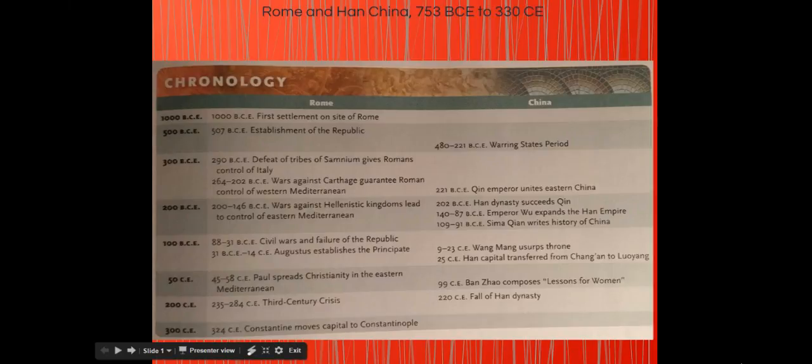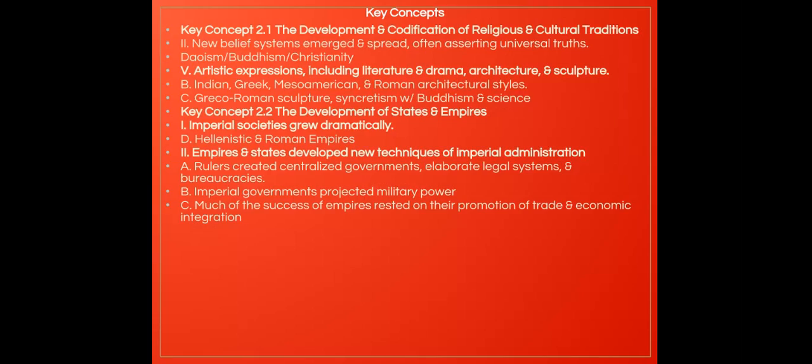Hey everyone! In our series this week, we are focusing on the Roman Republic, the Roman Empire, and Han China, as well as its predecessor, the Qin Dynasty, focusing on the years 753 BCE to 330 CE. So let's dive right in and talk about our key concepts.